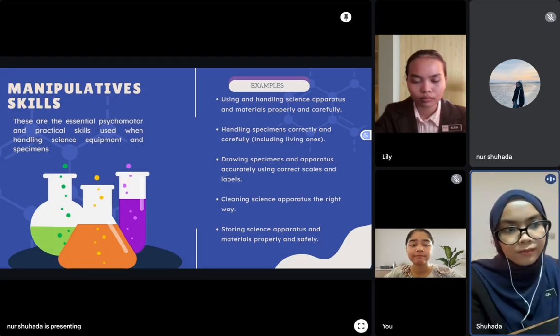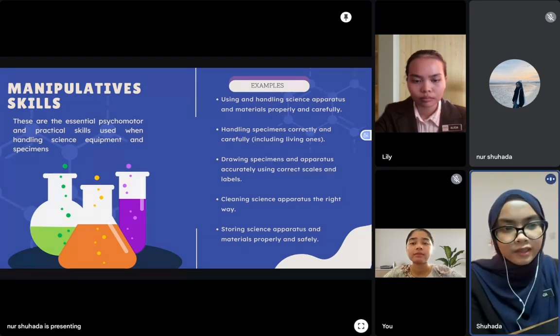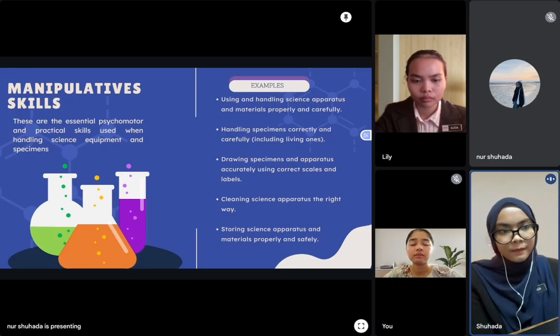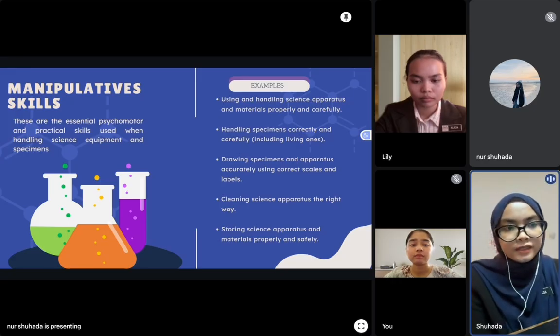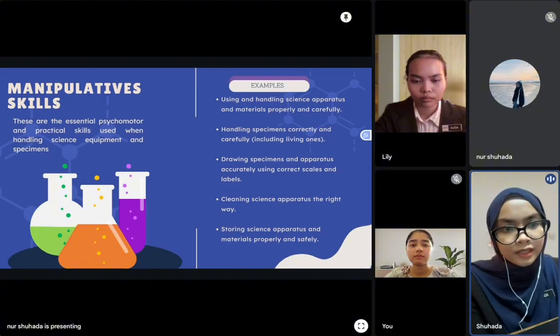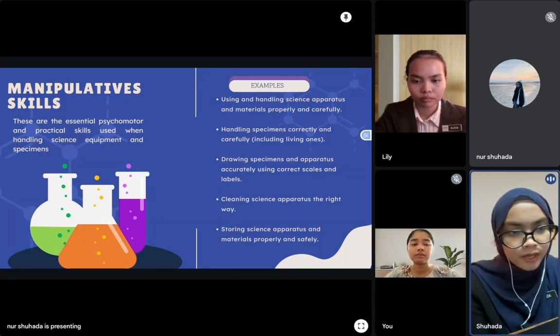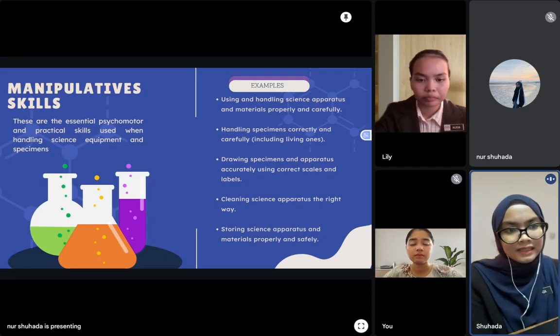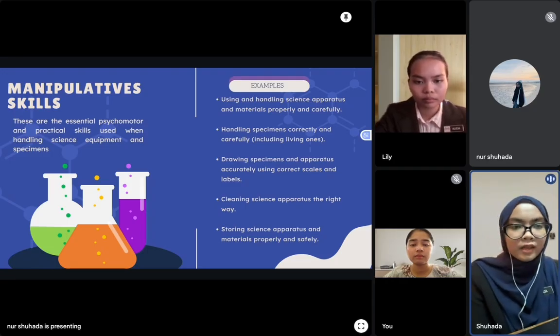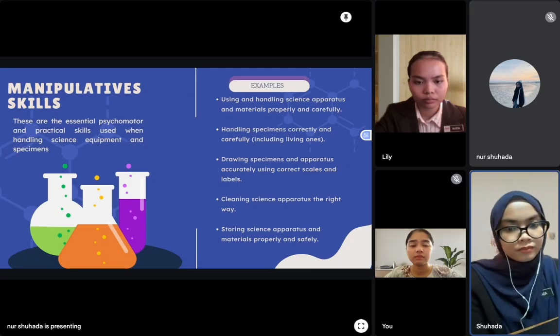Third, drawing specimens and apparatus accurately using correct scales and labels. Sketches must be accurate and use the correct and appropriate scale. Scientific drawings must be labeled sharply and accurately, not colored or darkened. Drawings must also not be in 3-dimensional form. For example, a drawing of a beaker with water half full.